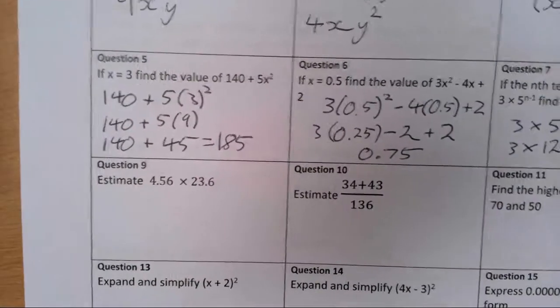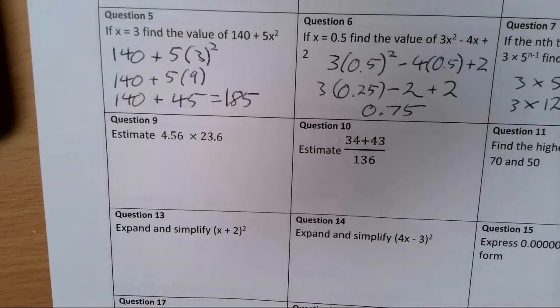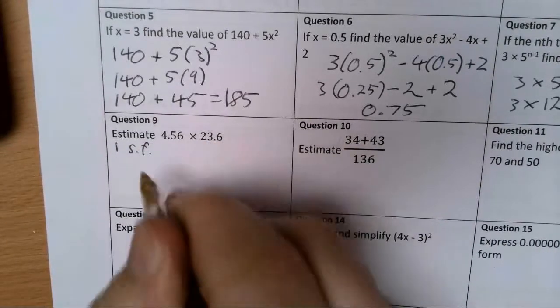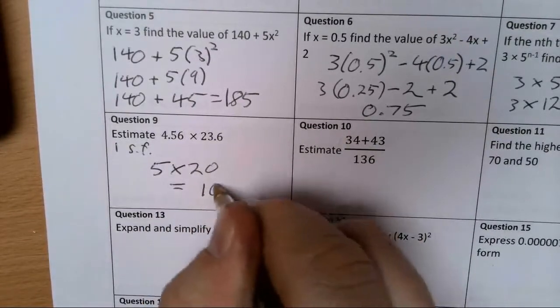Question 9, estimation. Estimate 4.56 times 23.6. Just going to go one significant figure. So it's going to give me 5 times by 20, which is 100.